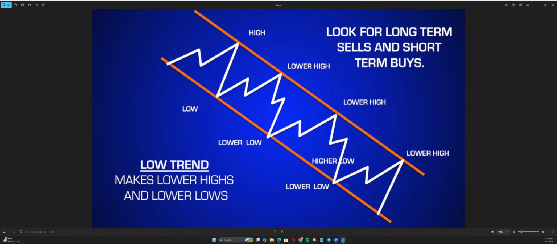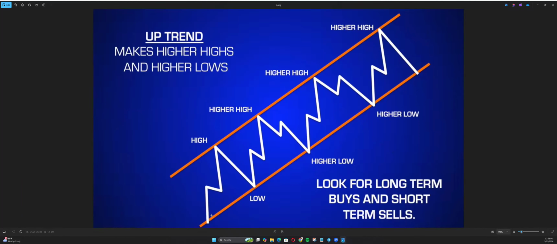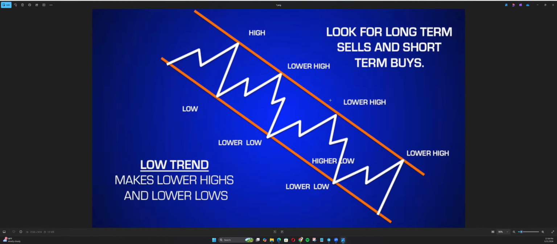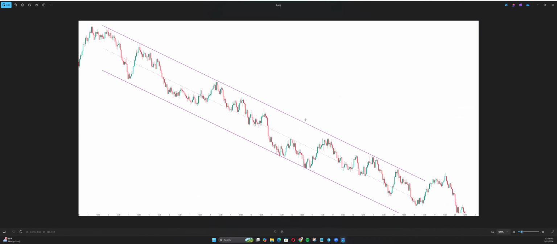Remember, you sell at a high point. For a bullish market, you buy at a low point, right? For a bearish market, you sell at a high point, right? So this is how it looks on the charts. On the charts, you have a series of highs, lows, highs, lows, highs, lows, highs, lows.